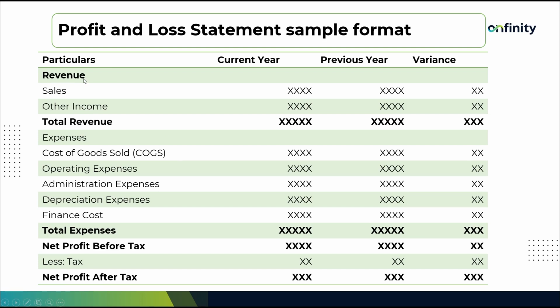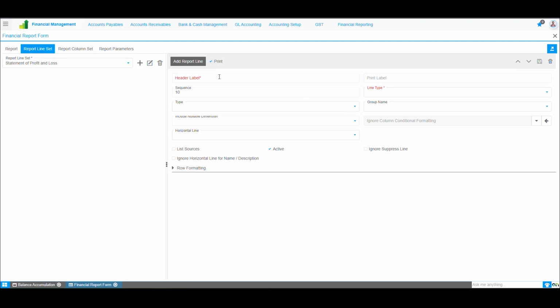Let's start with revenue. For revenue, we don't want to display any figures. It will simply be a header row, left blank for formatting purposes. So, we create a row with the name revenue, assign a header label and a print label, these can be the same or different, and give it a sequence number. The sequence number determines the order in which rows appear in the report.